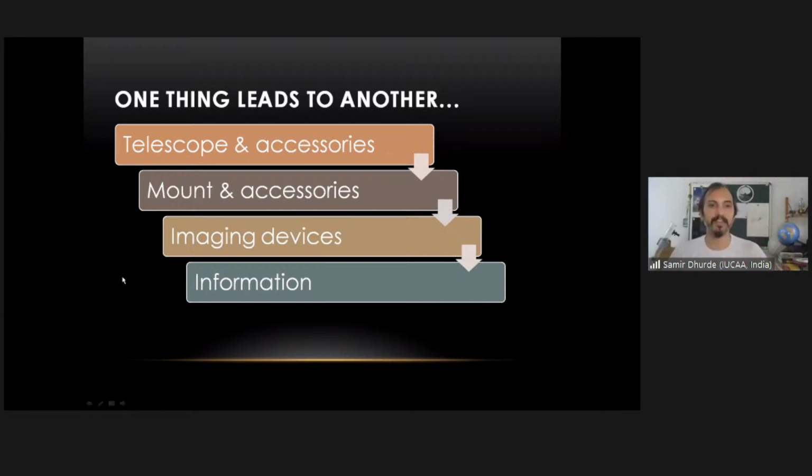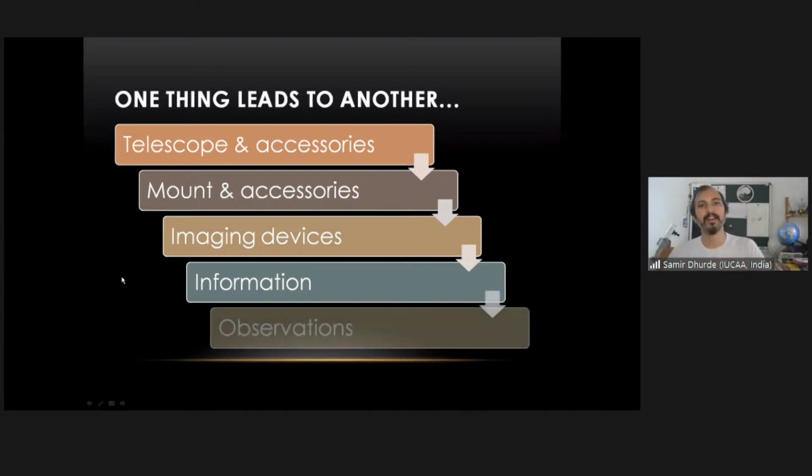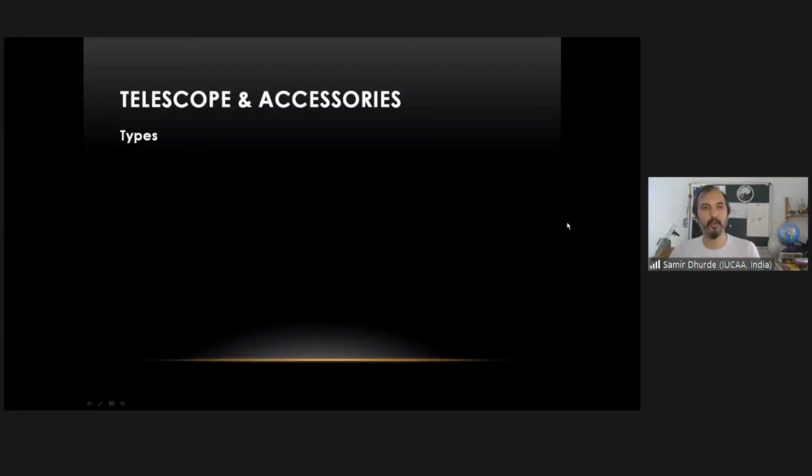So let's see how far we can get and what we can cover in this. And then, of course, with all these things, this will lead to real observations with your telescopes. Hopefully we'll be able to give you concise and precise information about telescopes and all these things which lead to an observation from your side. Okay, so let's go ahead and start with telescopes.